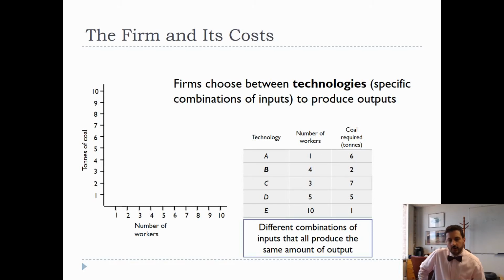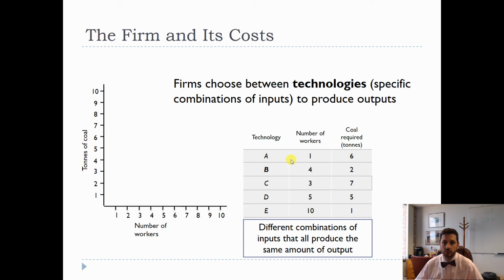So let's work through a little model that allows firms to choose between two different types of inputs when they're producing their output. So our two inputs here are number of workers along the horizontal axis and tons of coal along the vertical axis. And you can see we've got a number of different production technologies here in order to produce the same amount of output. We don't know what that output is, we don't know how much it is, we just know that these combinations allow us to produce the same amount of output.